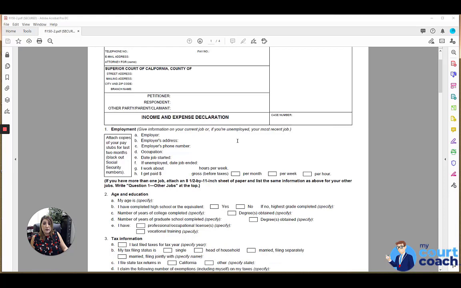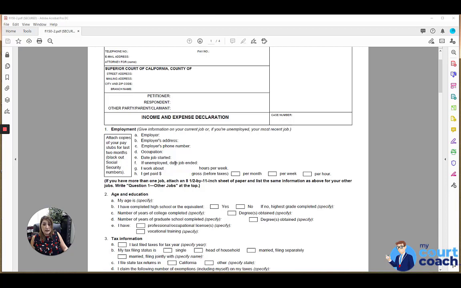Below that, if you are employed, you want to list the name of your employer's address, their phone number, your occupation, and the approximate date your job started. You will also attach 2 months worth of pay stubs to this form. Make sure to redact the social security numbers for your own privacy.